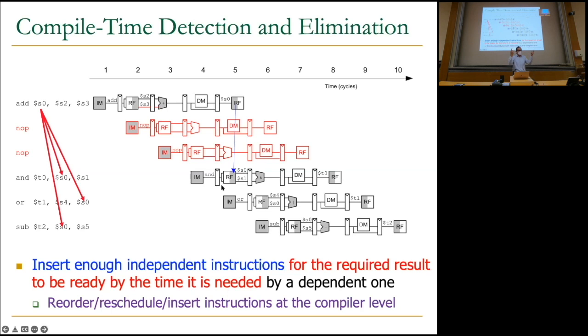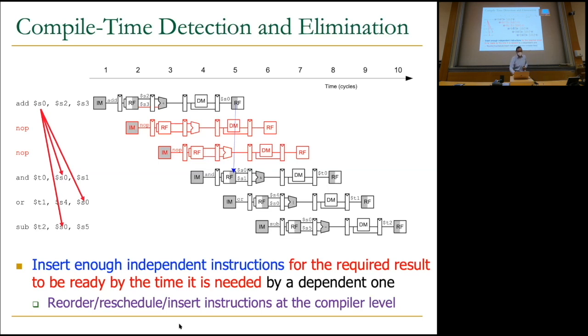So the general idea is this. A compiler or the programmer detects these issues. Of course, to be able to detect these issues, they have to know the pipeline structure. So now your pipeline needs to be visible to the compiler or the programmer. That's one downside, clearly. And they insert enough independent instructions such that the correct or required result is ready by the time it's needed by a dependent instruction. I'm not saying no-ops over here, I'm just saying independent instructions. No-ops are clearly independent instructions because they have no dependency to earlier or later instructions. But no-ops are no-ops. They're not doing any work.